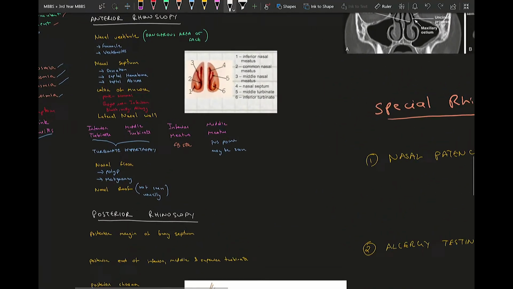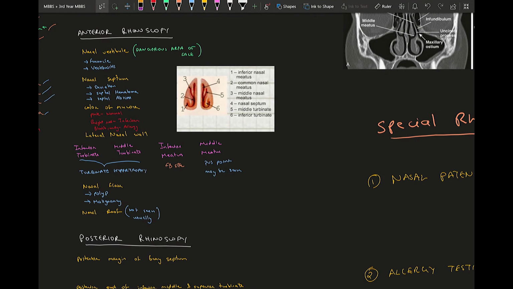In your anterior rhinoscopy, you use this thing called Thudichum speculum, and you open the anterior nares, and these are all the different structures you're going to see: the nasal vestibule, the nasal septum, the mucosa, the lateral nasal wall, the nasal floor, and nasal roof. The diseases which may be present in the nasal vestibule are furuncle and vestibulitis. This vestibulitis is usually a spread of disease from the frontal sinus or cavernous sinus, thus making it very dangerous, and that's why the vestibule of the nose is also known as the danger area of the face.